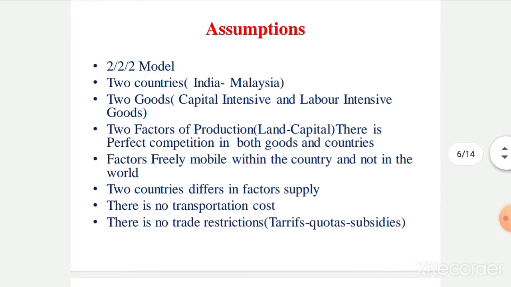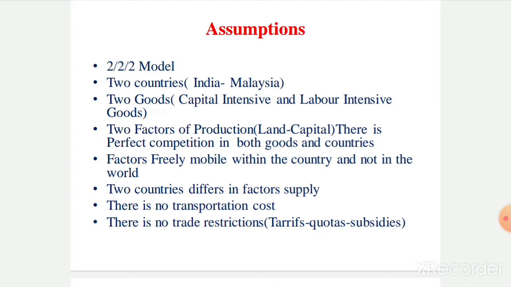So what are the assumptions? Assumptions are very, very important. This theory is known as the 2 by 2 by 2 model. What is the 2 by 2 by 2 model? 2 means 2 countries, India and Malaysia. 2 goods, capital intensive and labor intensive. 2 factors of production, that is land and capital.